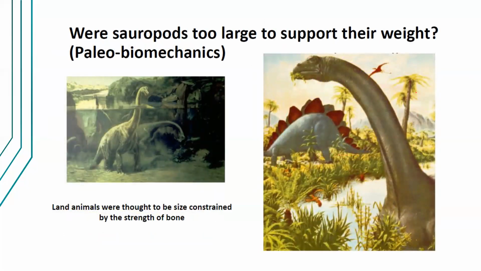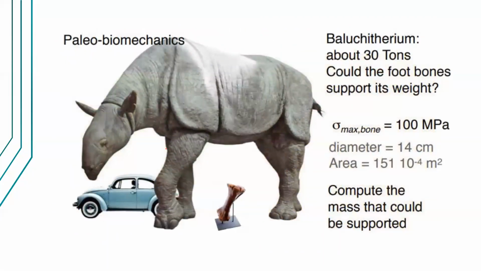Now, let's apply this into a very simple calculation. So I have here a question. Sauropods, were they too large to support their weight? Now the fact here is that land animals were thought to be size constrained by the strength of their bones. So let's take a look at this one. You have here Baluchitherium. I think it's one of the heaviest or largest mammals to ever walk on Earth, if not the largest.